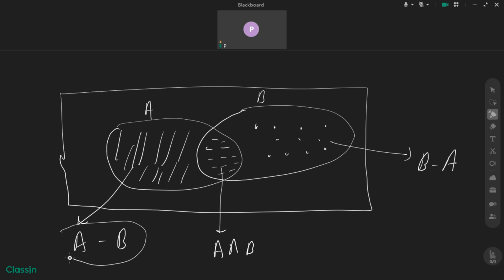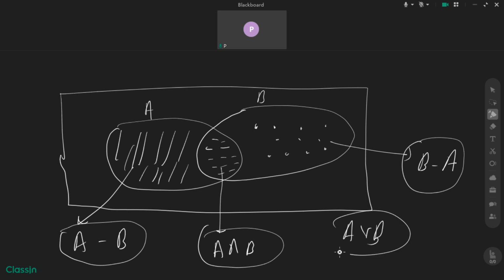And their union, A minus B, A intersection B, and B minus A, their union will be complete A union B. So A union B will be equal to A minus B union A intersection B union B minus A. So this was about the difference of two sets.